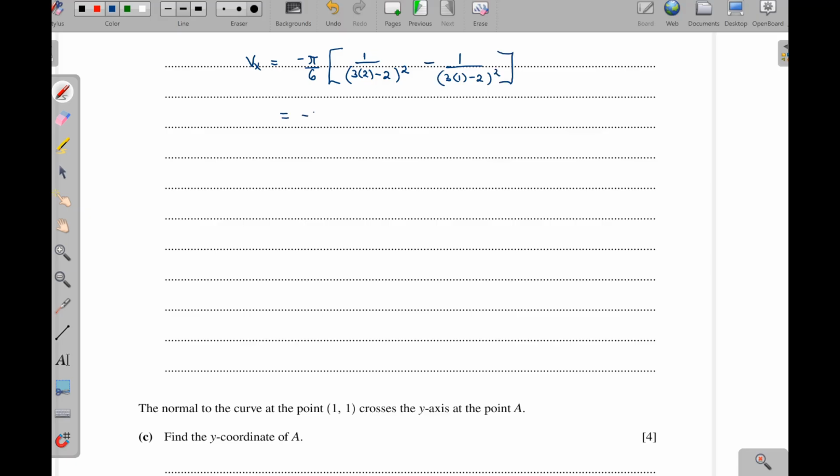So we have negative pi over 6. And then inside here, this is 6 minus 2. What do you get? That's a 4. Then 4 squared is 16. So 1 out of 16. And then next, of course, this one is a 1, like that. So this one will give us negative pi over 6 times 1 over 16 minus 1 over 1. You get a 16. So 1 minus 16, that's negative 15. Then over that 16. So we have negative 15 over 16.